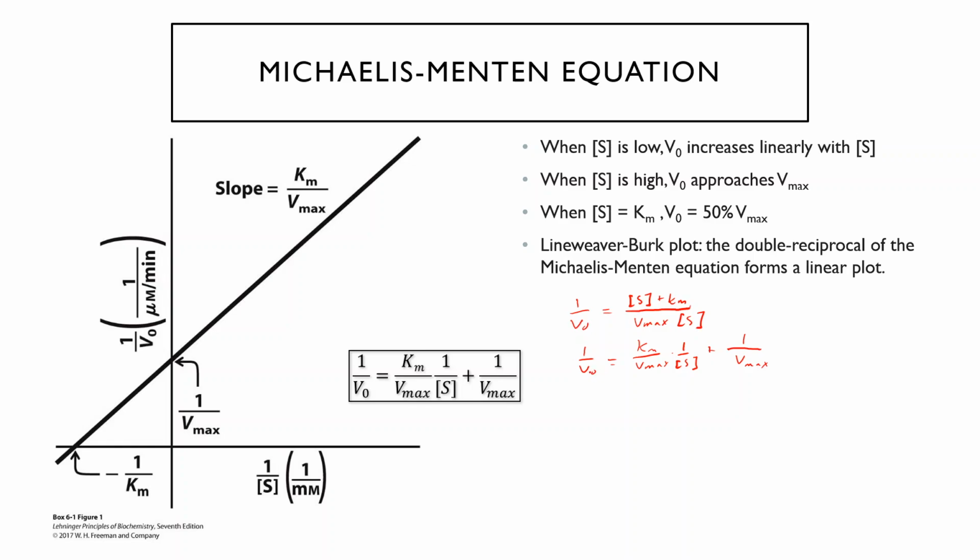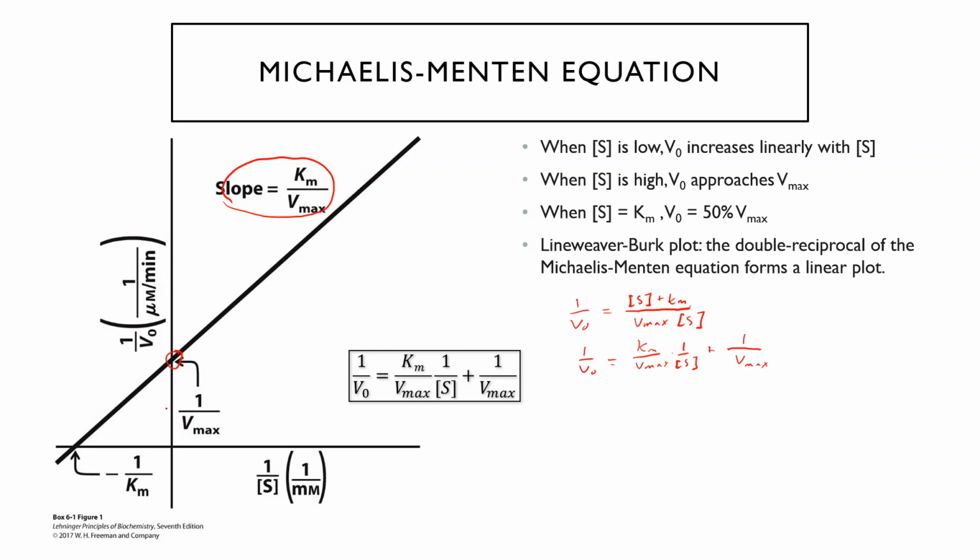So if you graph 1 over V0, and again, we can measure V0 experimentally, and we know 1 over substrate concentration, so just make a plot of that, you should get a straight line. And Km over Vmax is the slope, and then our y-intercept, in other words, where x equals 0, 1 over V0 becomes 1 over Vmax. Now, in reality, of course, you can't have 1 over s equal to 0, but just mathematically, you can say if it were equal to 0, 1 over V0 would be 1 over Vmax.